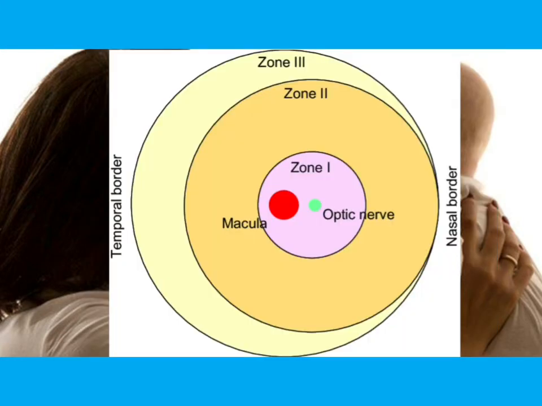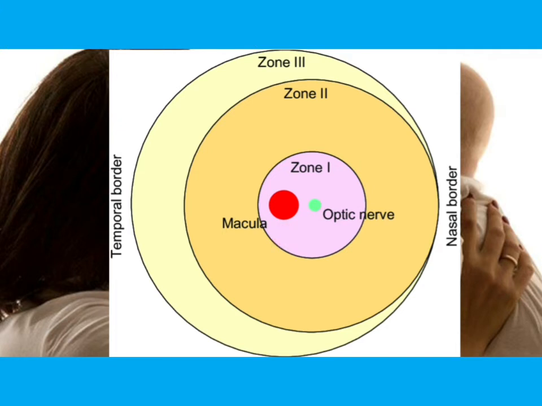So the zones that I was telling you about: to understand ROP we need to know the zones. First of all, there is zone 1, zone 2 and zone 3. Zone 1 extends from the optic disc to the macula, and we take double that distance. So from the optic disc to the macula, we double the distance, and that is zone 1.